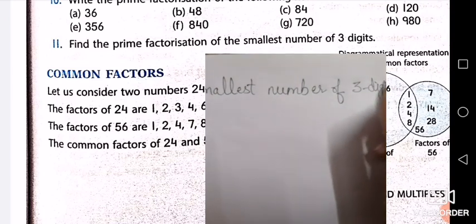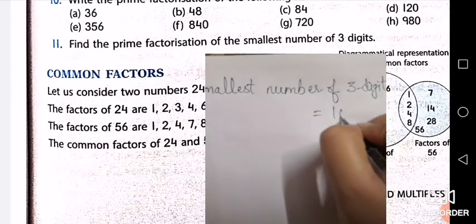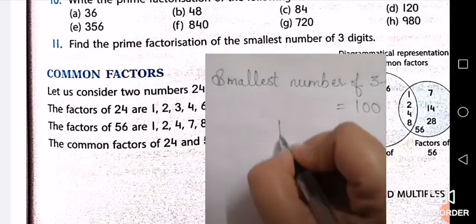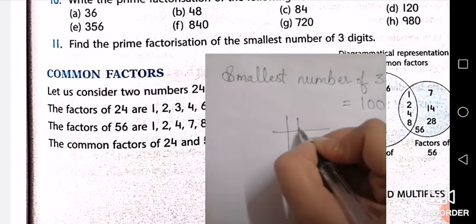Yes, correct. The smallest number of 3 digits is 100. Now you have to find the prime factorization of 100. Quite simple.